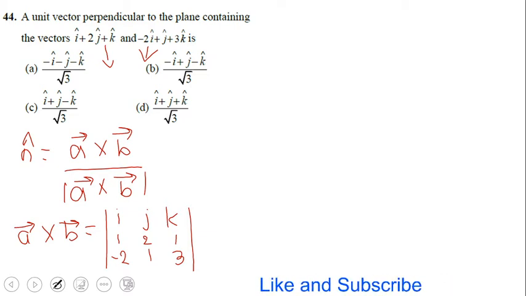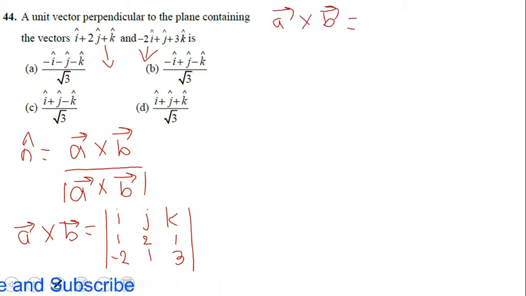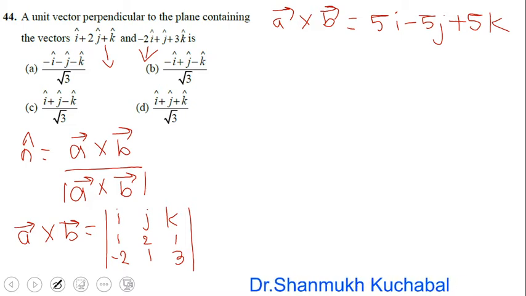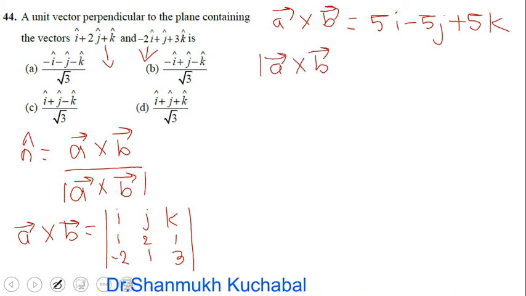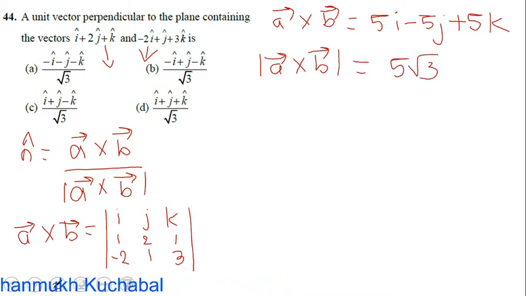So if we expand it, vector A cross vector B, we are going to get this as 5I minus 5J plus 5K. Then magnitude of this is magnitude of vector A cross vector B. Magnitude of this, we are going to get as 5 root 3 here. Therefore I call it equation 1.